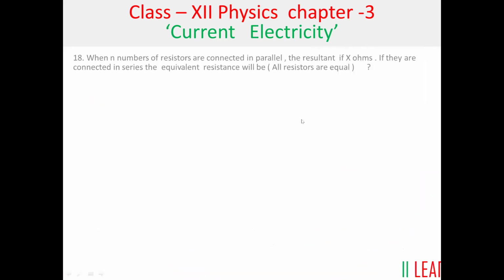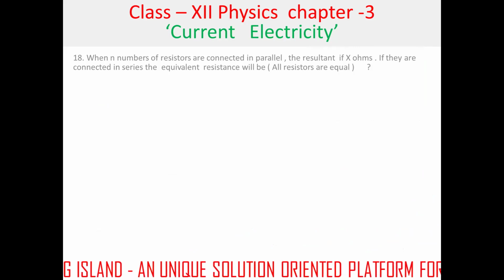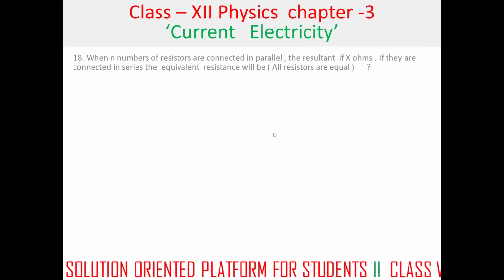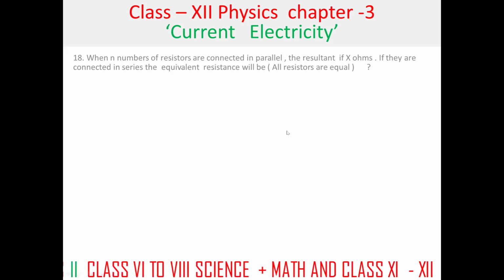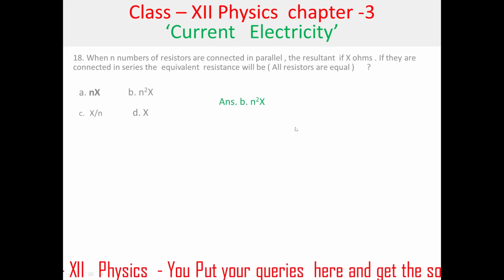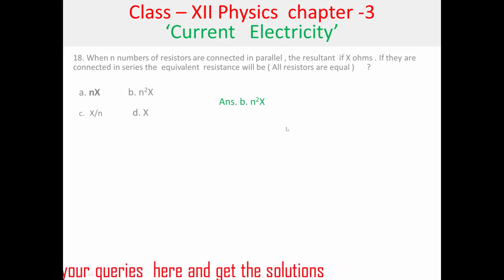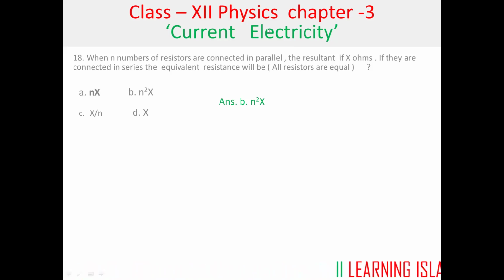The next question is, when n numbers of resistors are connected in parallel, the resultant is x ohms. If they are connected in series, the equivalent resistance would be. Okay, this kind of question I have done, I think, earlier. This answer will be n square x. How has this come? Let us discuss this.